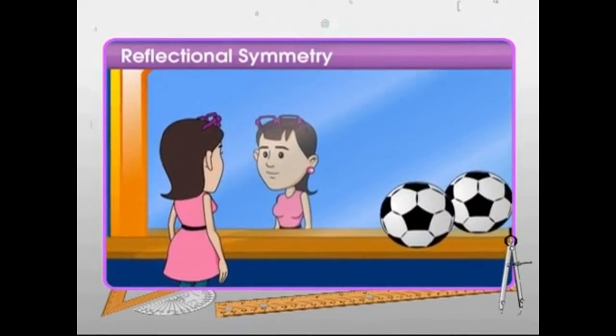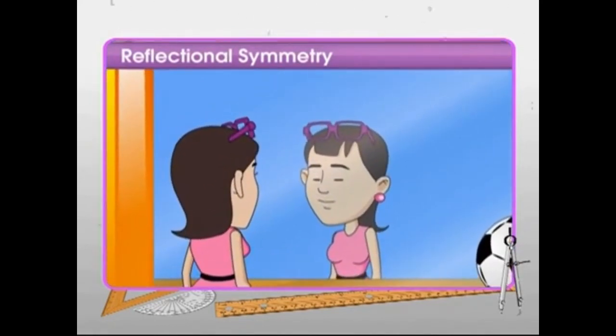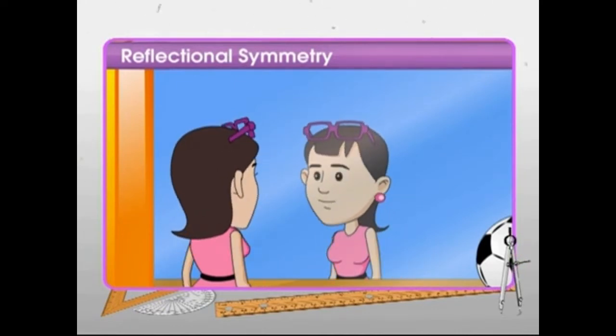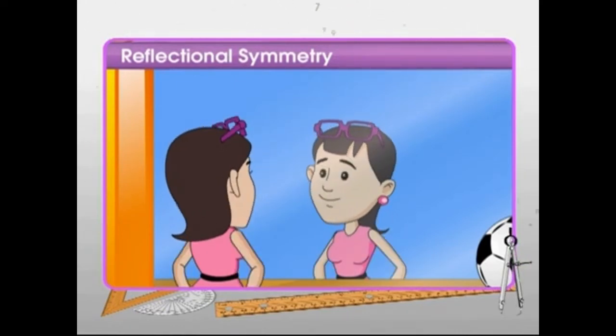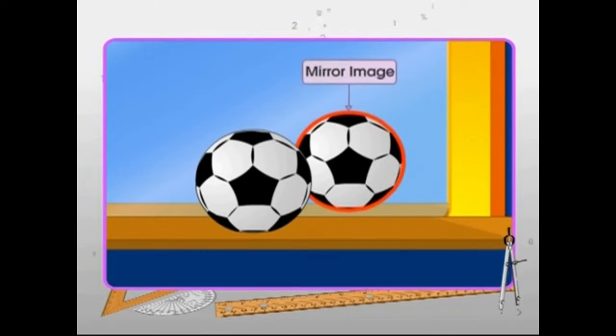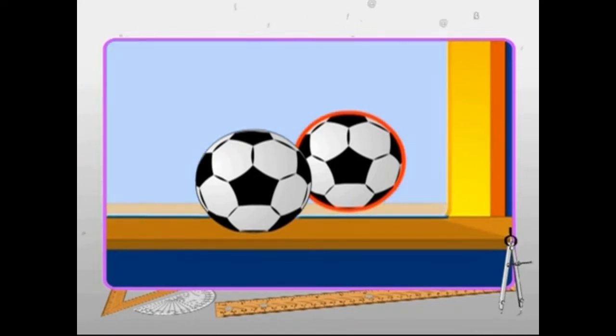What do you find when you look at a mirror? Yes, a mirror image. The mirror image of an object is the image formed by its reflection in the plane mirror. An object placed in front of the mirror will be reflected on the other side at the same distance at which the actual object is kept. This is known as the mirror image. The mirror image is symmetrical to the object. Here, the mirror itself acts as the line of symmetry.